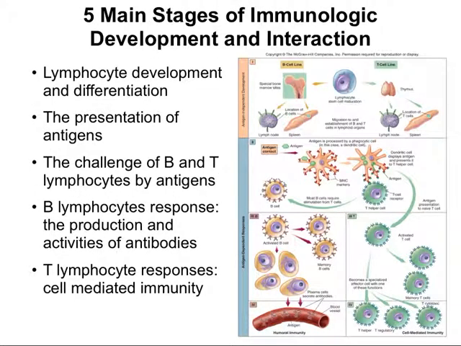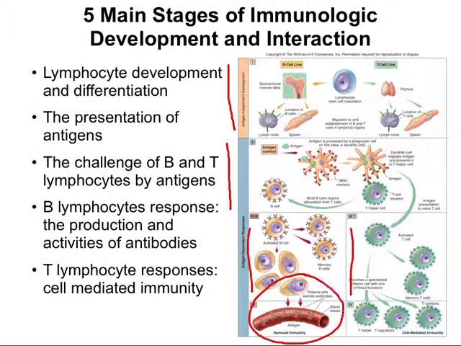There are 5 main stages of immunologic development, with lymphocyte development and differentiation moving on into the presentation of antigens, and then the path of development splits significantly. We're going to see the challenge of both B and T lymphocytes by the antigens here and here. And then we'll see the B lymphocyte response and the T lymphocyte response. The B lymphocyte response is humoral immunity, and the T lymphocyte response is cell-mediated immunity.